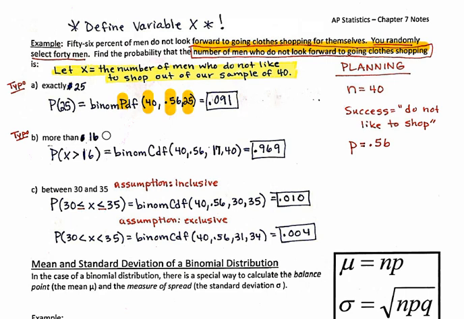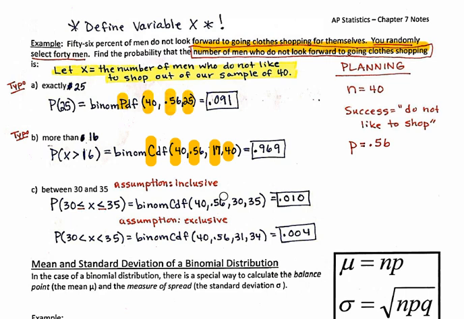To get more than 16, that would be x is greater than 16. So that means my x is going to go from 17 up to as large as x can go. This is cumulative because I want more than 16, with n of 40 and a 56% chance of success. The smallest number greater than 16 is 17, so that's my lower bound. And the largest number of men who could say they hate shopping is 40, so the upper bound is 40. Punch that into your calculator and you end up with 0.969.